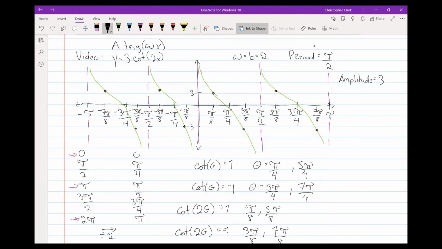Similarly, we look at our a. In this case, our a is 3, so our amplitude becomes 3. In the tangent one that we did before, we didn't plot any points to show what that would look like, but I'm going to go through and plot those on the tangent one that we did earlier, just to show you what it looks like.